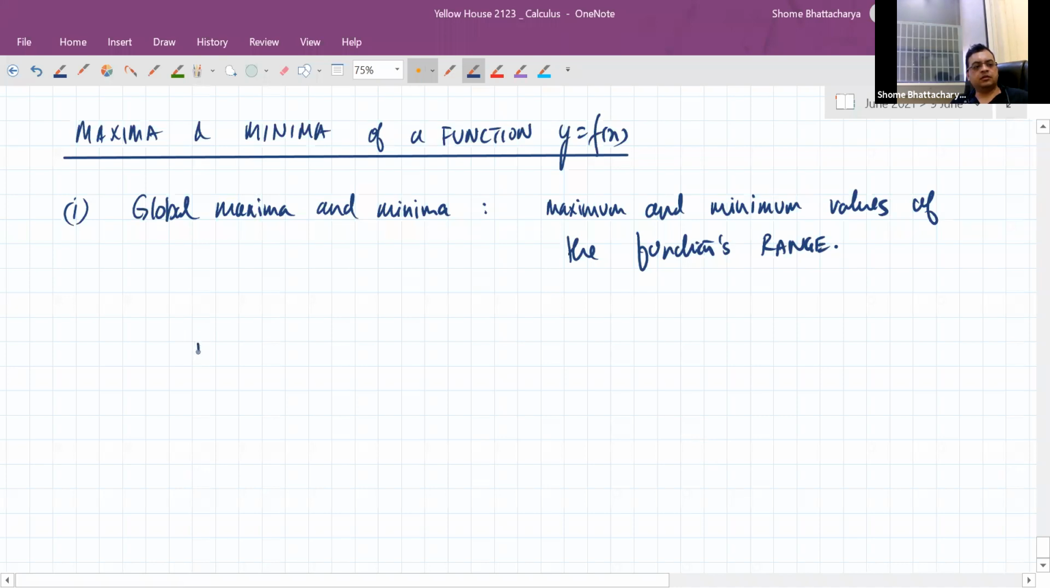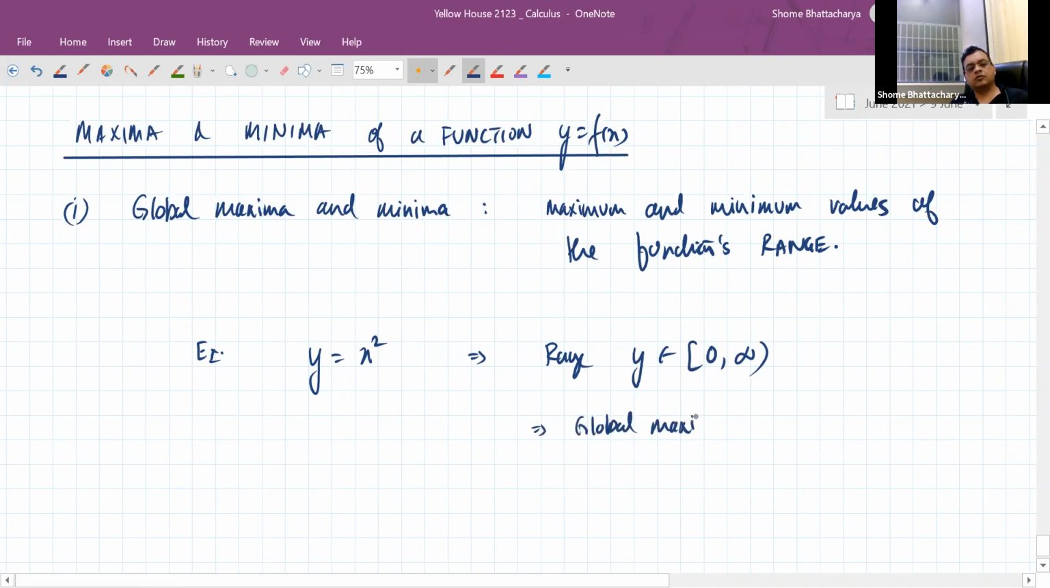So for example, if we have the function y is equal to x square, okay, then it means that the range of the function is, as we saw, 0 to infinity, unless we restrict a domain. Okay, so we can see that the global maxima for this function is that y tends to infinity, and the global minima of this function is that y is equal to 0.